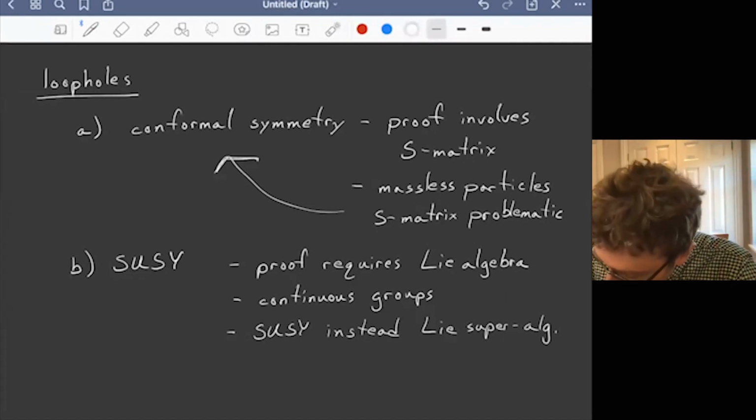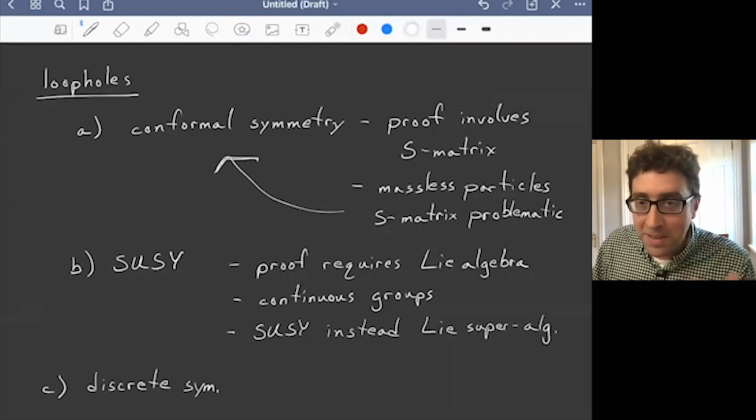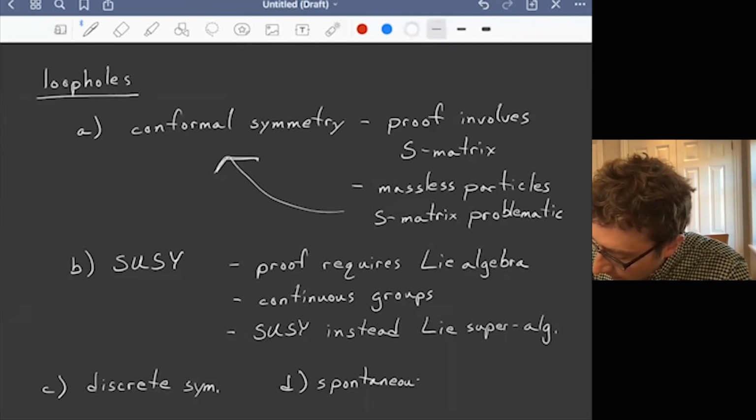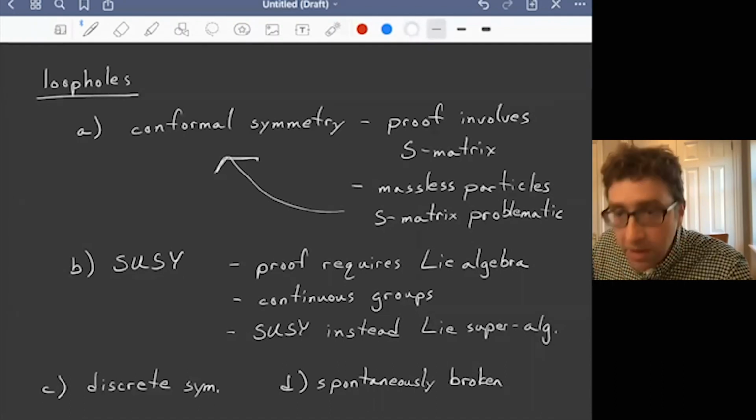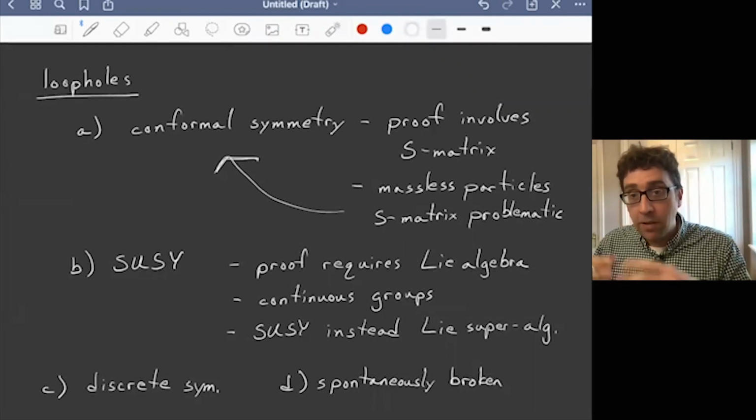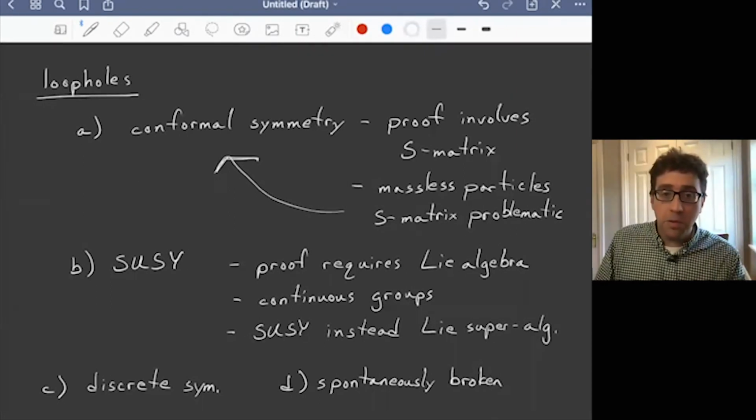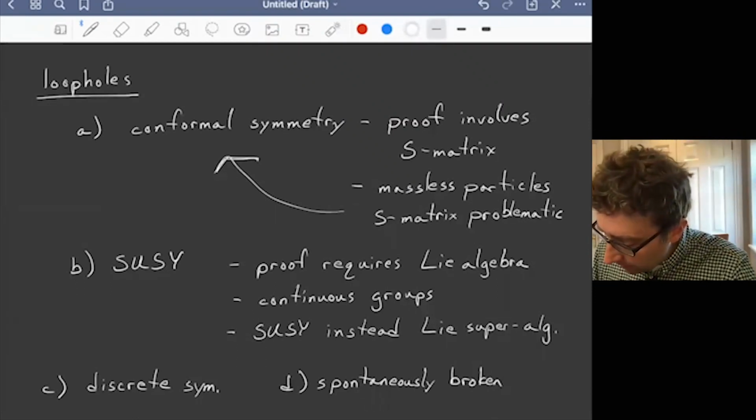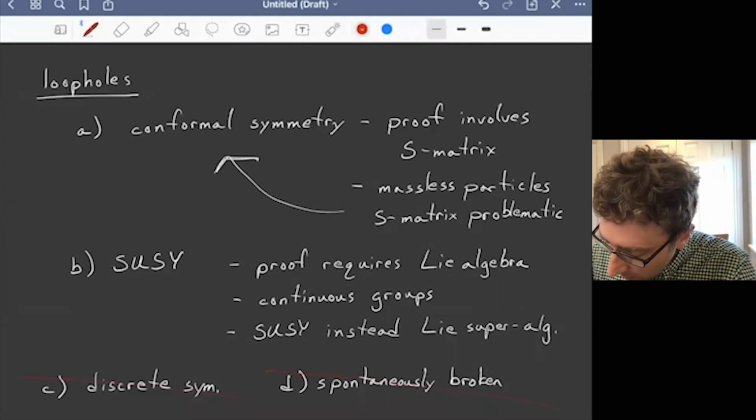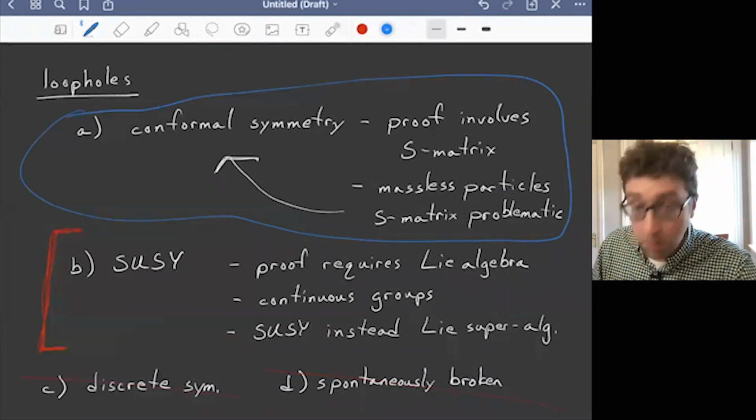There are other loopholes I'll just point out for the sake of completeness. Discrete symmetries don't work because, again, they're not continuous symmetry groups. And another interesting loophole is for spontaneously broken symmetries. If you have some theory, you have some action which appears to have a symmetry, and then you look at the ground states, but the ground states don't respect that symmetry, we say the ground state will spontaneously break the symmetry. In that context, you can augment Poincaré by these spontaneously broken symmetry groups. But these we won't talk about at all today. We're not going to talk about discrete symmetries or spontaneously broken symmetries, and supersymmetry you've already heard lots and lots about, so we won't say anything about that at all. And so our emphasis is going to be on the conformal case.